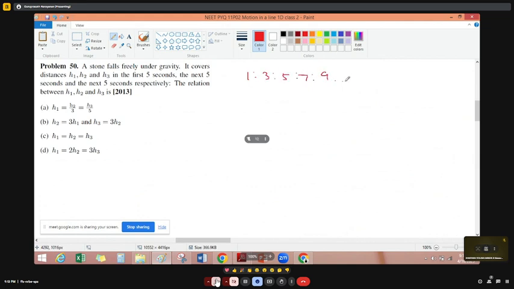So h1 is to h2 is to h3. These are all equal intervals of time: 5 seconds, next 5 seconds, next 5 seconds. If they start from the first 5 seconds, I can use the ratio from the beginning. Suppose they said the second 5 seconds, then I have to start from here. Suppose they said the third 5 seconds, then I have to start from here. Suppose they said the fourth 5 seconds, I have to start from here.